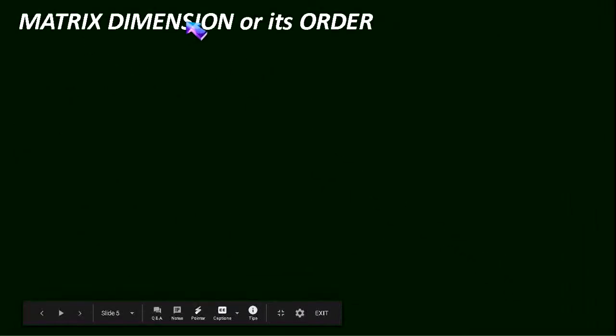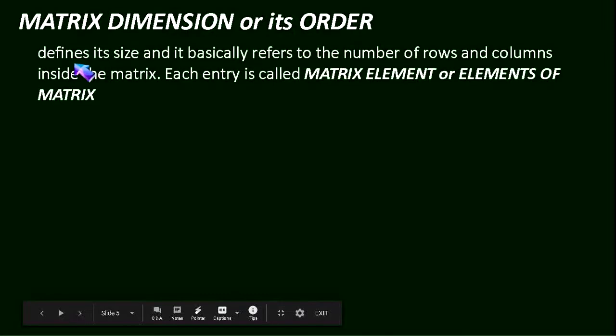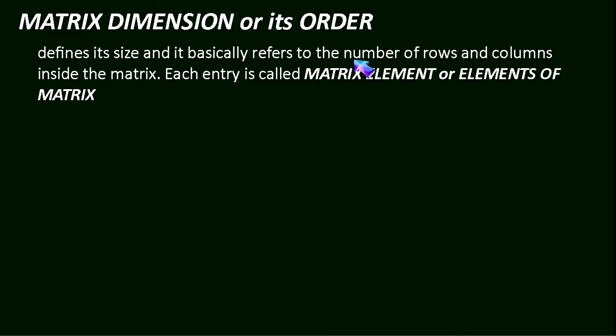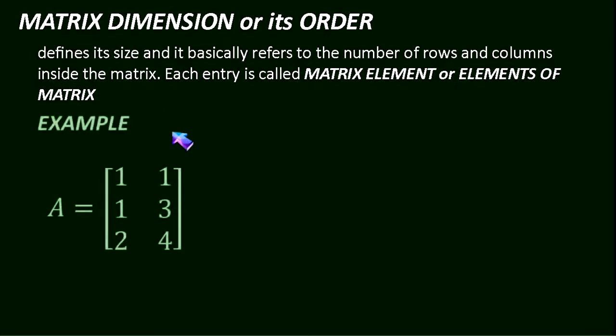So the matrix dimension or its order defines its size, and it basically refers to the number of rows and columns inside the matrix. So each entry is called matrix element or elements of matrix. So we have here an example of matrix, our matrix A.